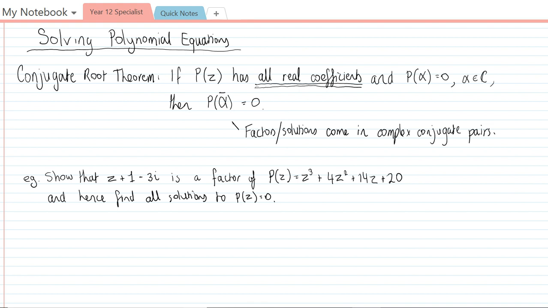In this video I'm just going to extend a little bit on the solving polynomial equations that we did in class recently, and I'm going to have a look at something called the conjugate root theorem. That is, if some polynomial p of z has all real coefficients and p of alpha is equal to 0, where alpha is some kind of complex number, then p of the complex conjugate of alpha is also equal to 0. Basically what that means is that factors and solutions come in complex conjugate pairs.